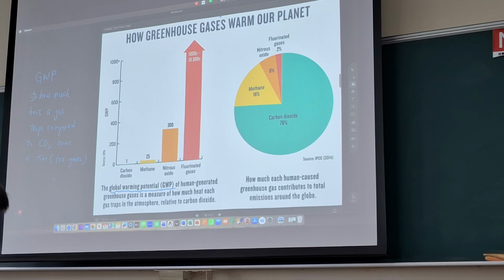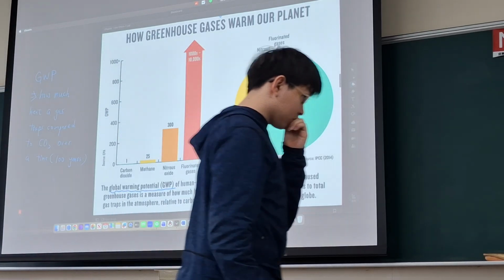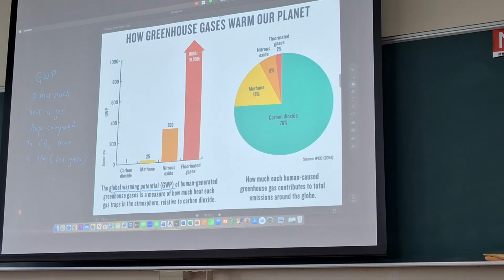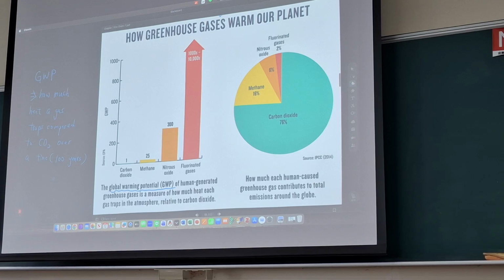Okay, so we have terminologies. It's called global warming potential, GWP. The GWP measures how much heat gets trapped compared to carbon dioxide over a specific time period, typically 100 years.